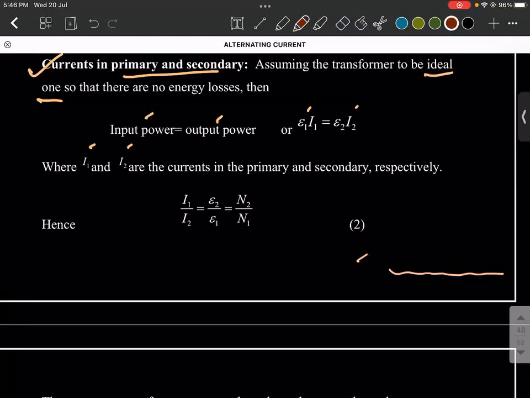When E1 I1 is equal to E2 I2, what can I say about I1 by I2? I1 by I2 will be equal to E2 divided by E1. Is that clear? But what is E2 by E1 already? N2 by N1. So can I say this is equal to N2 by N1? Means the EMF is directly proportional to the number of turns, whereas current is inversely proportional to the number of turns.